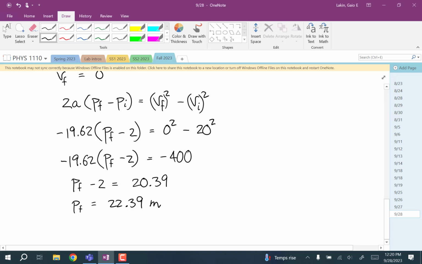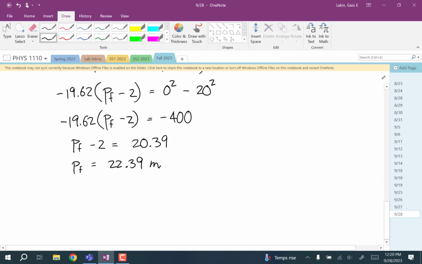Any questions about the first part? And then the second part, you can keep the same time equals 0 instant, but you need to choose a new time final instant or you can't do this problem. So time equals 0, keep that the same, but time final now is going to be the instant right before it hits the ground.